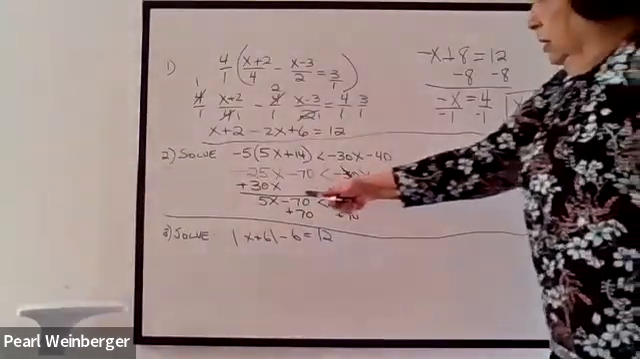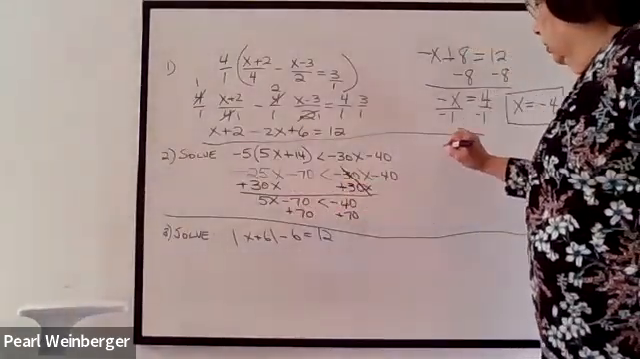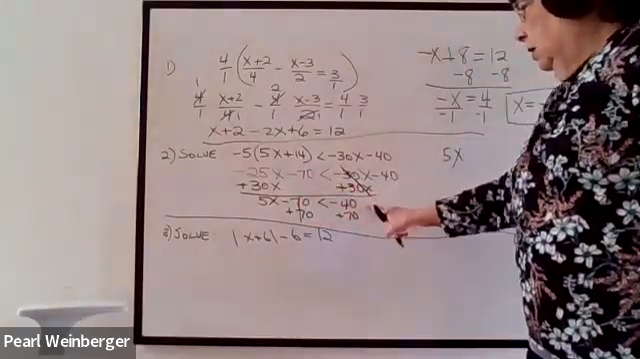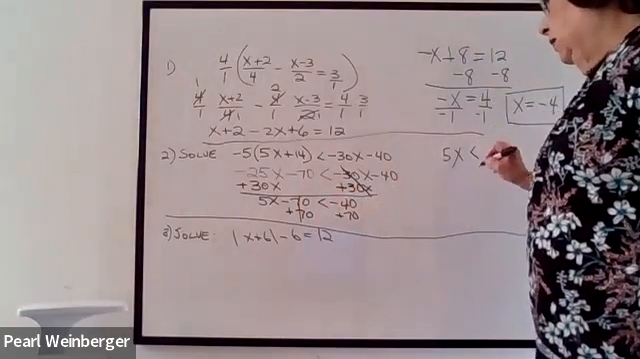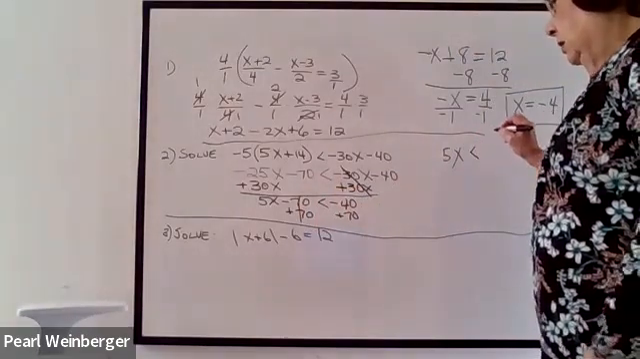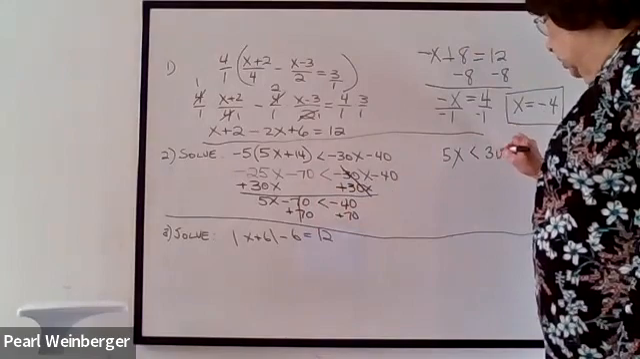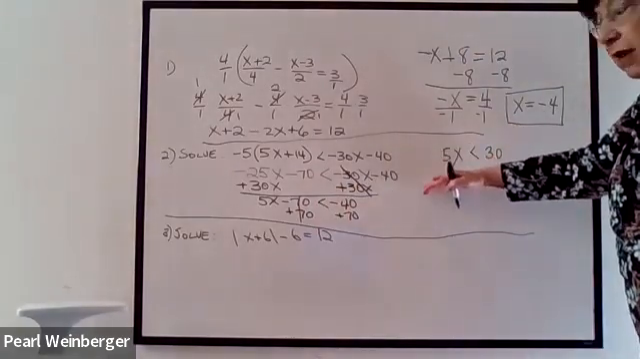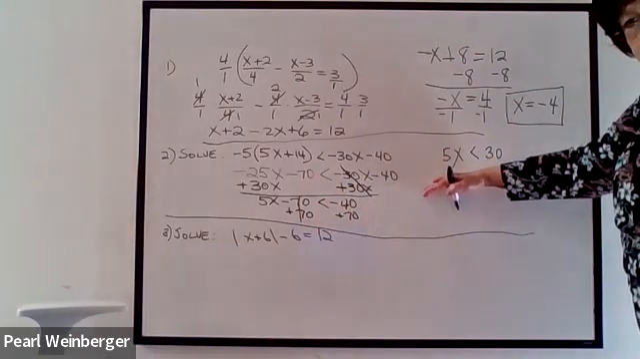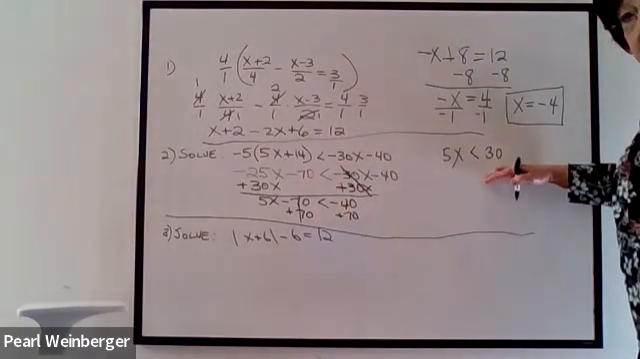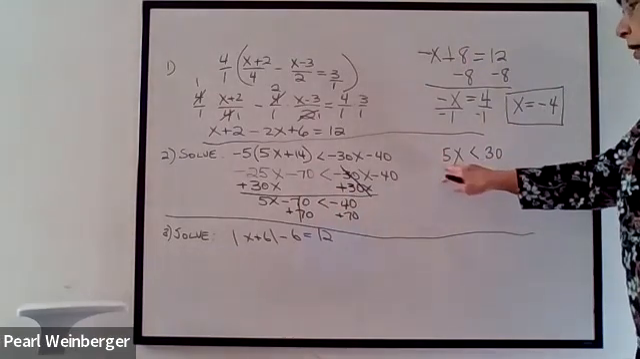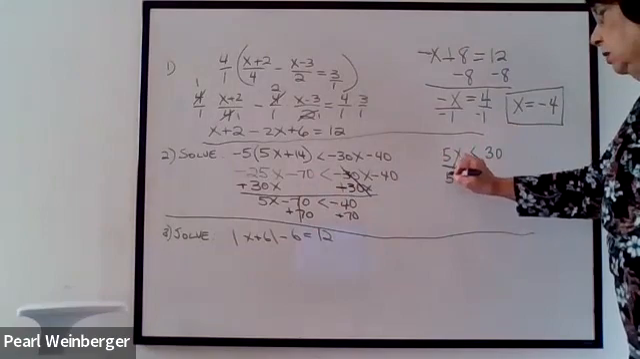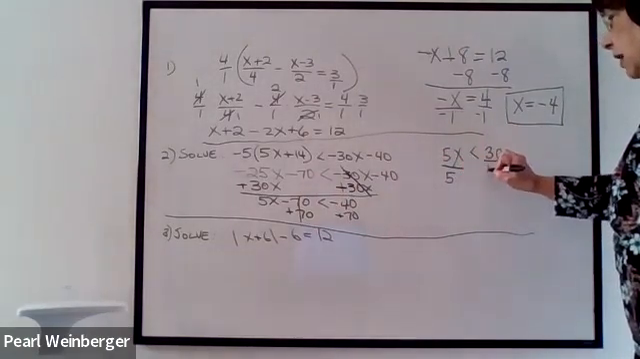So that when we get on the left side just the 5x, because the 70 cancels out. And on the right side, we have -40 plus 70, which is 30. Once we get to the place where we have all the x's on the left side and all the numbers on the right side, we are then going to divide by the coefficient of the x. So in this case, we're going to divide by 5.